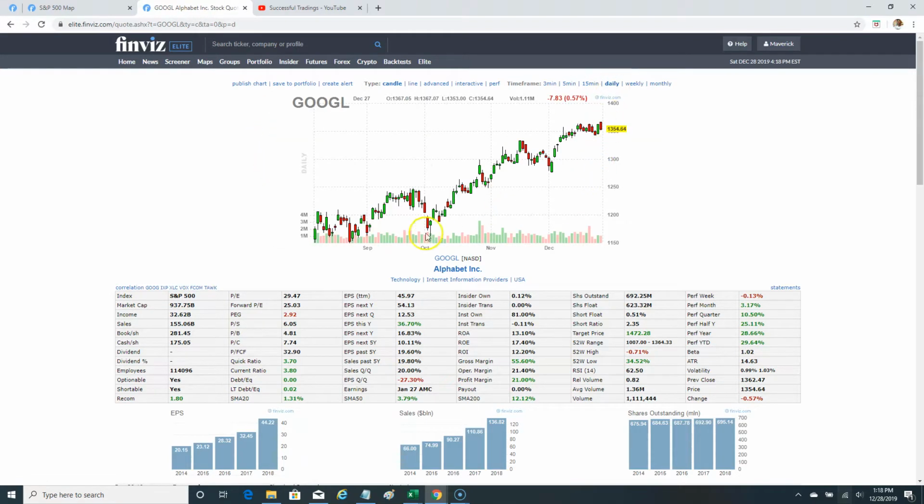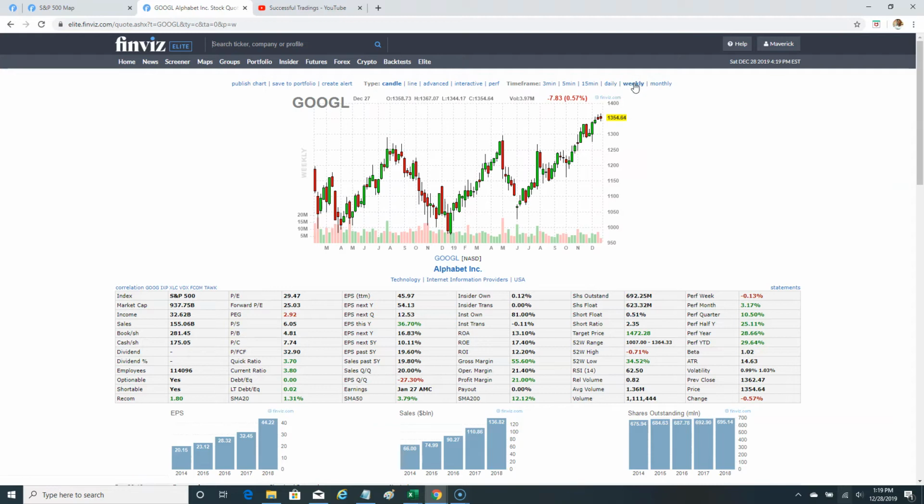When we go to daily, the period of observation increases here. As you can see, it goes all the way from August through December 27, which was the last day of trading on here. The statistic on here is in regard to this last candle, where the volume was 1.1 million for Google. I just clicked on Google randomly, and it gives you the open, the high, the low, and the close.